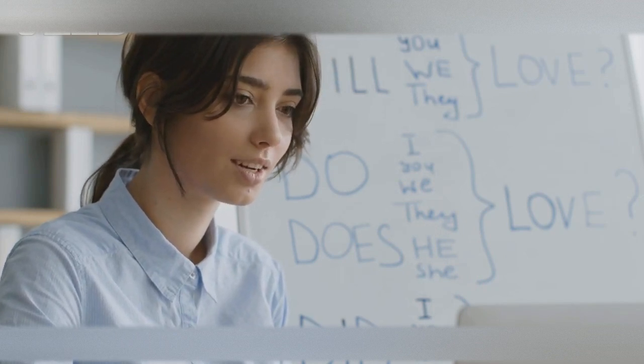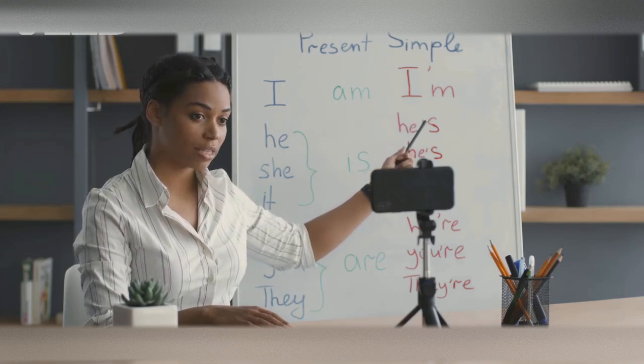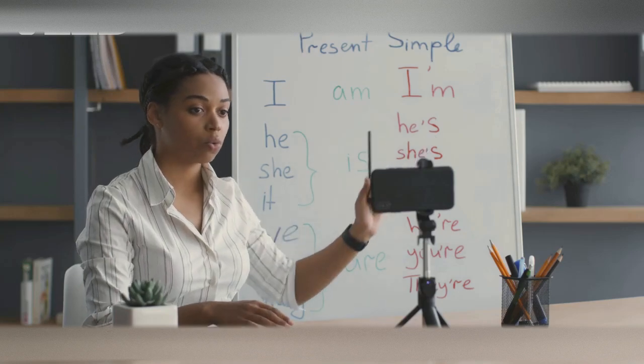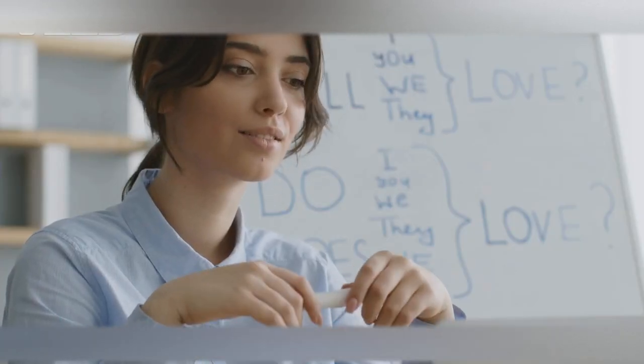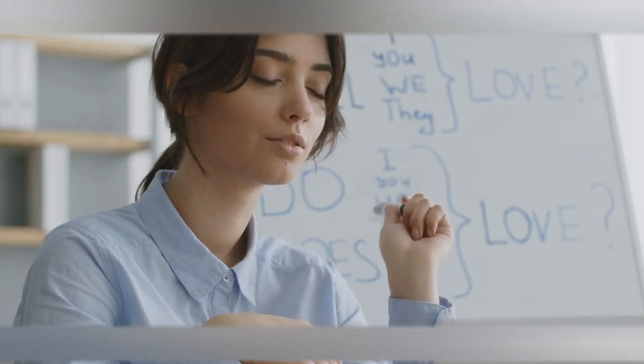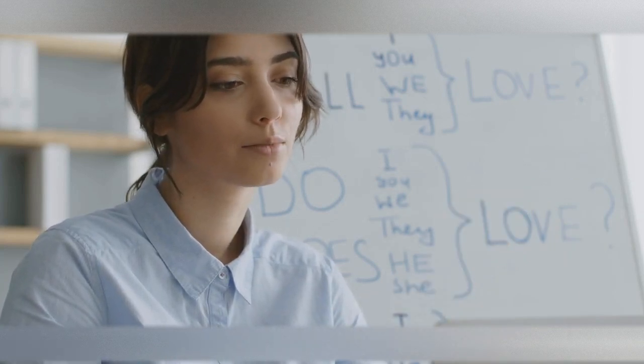Now, let's break down the rules for changing affirmative, negative, and interrogative sentences from active to passive voice. Starting with affirmative sentences, the structure is straightforward. You take the object of the active sentence, make it the subject of the passive sentence, and then use the appropriate form of the verb "to be" followed by the past participle of the main verb.